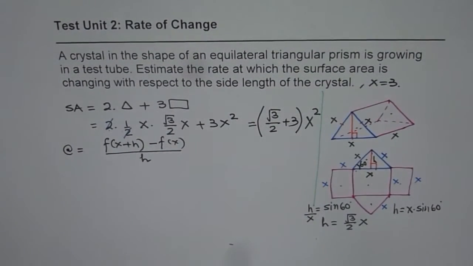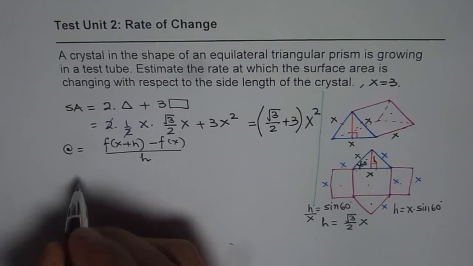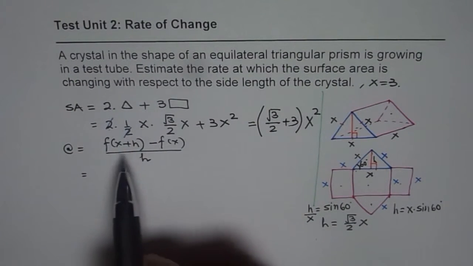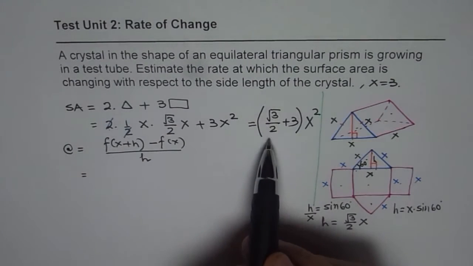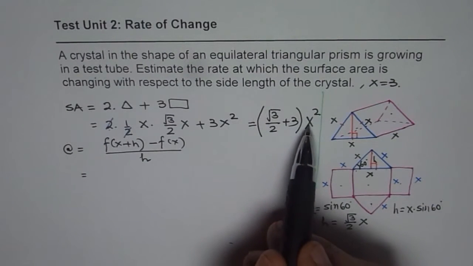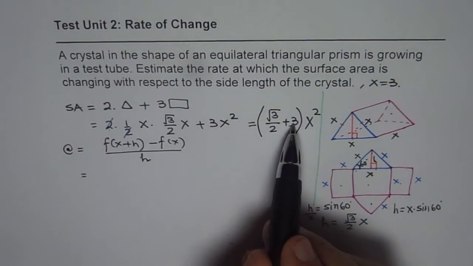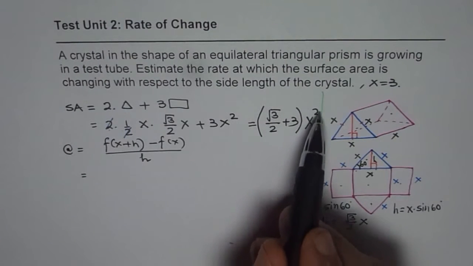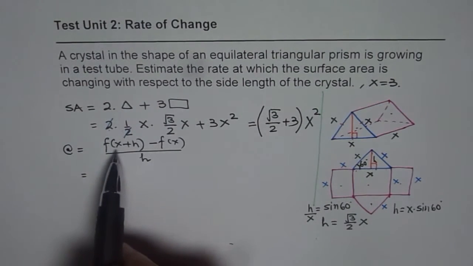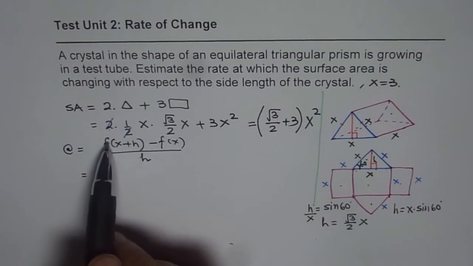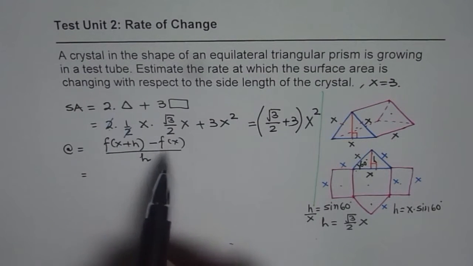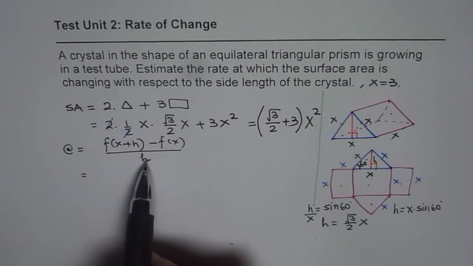But what we are going to do here is find a general expression, so that when you get it in your test, you get it right. So that is what it is. Now, the function is (square root 3 over 2 plus 3) x squared. You know that bracket is a constant that is not going to change. This is the changing area. So let's write down the expression f of x plus h minus f of x over h.